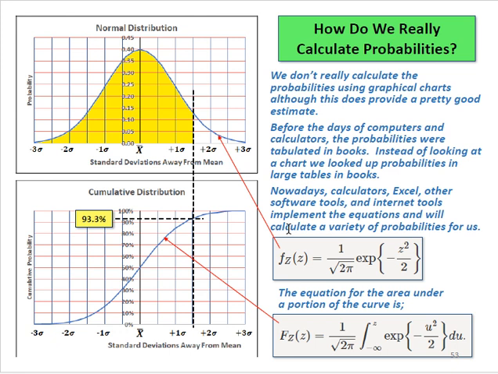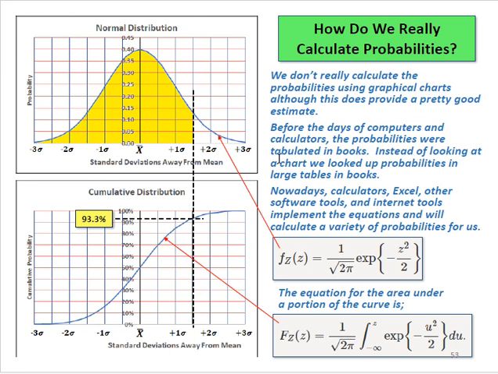And after you have studied that, of course, about these two mathematical models, which are your equations: this is the curve which is your normal distribution curve, and that is the curve which is your cumulative distribution curve. And this is going to give you the probability according to the sigma that your normal distribution is playing with. So we don't really calculate the probability using the graphical charts, although this does provide a very good estimate.